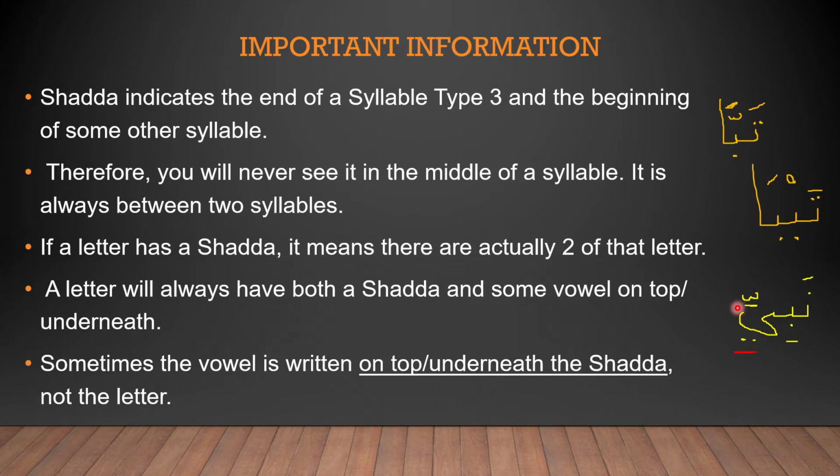Okay, so this below this is actually Kasra. It's not Fatha. Even if it's above the letter, it's actually Kasra because there's a Shadda and it's below the Shadda. So if a vowel is below the Shadda and still above the letter, that means it's a Kasra, not a Fatha. Okay, so this will be Nabi Yi. So you can see there is a Kasra. It's not a Fatha, it's a Kasra.